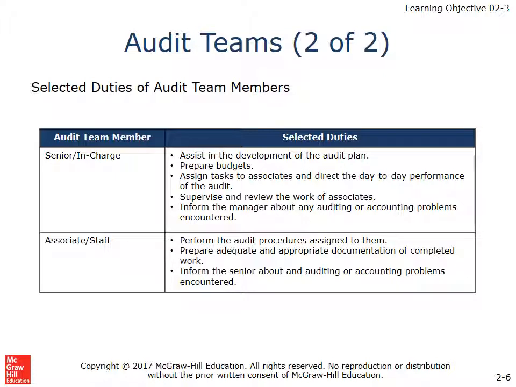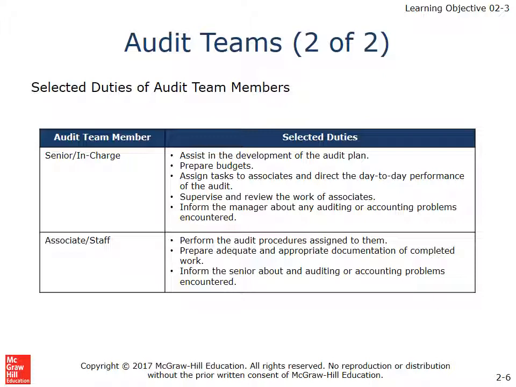The senior assists the manager in developing the audit plan. They prepare budgets. They assign the tasks to the associates and direct the day-to-day performance of the audit. So they're on the site making sure the job is getting done. They review the work of the associates and inform the manager about any auditing or accounting problems.